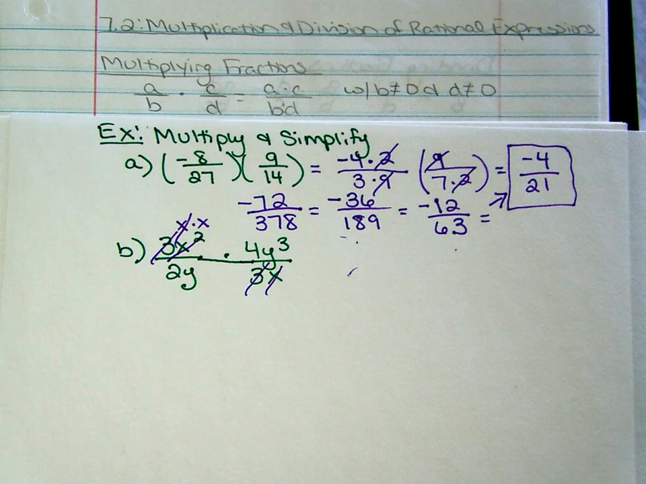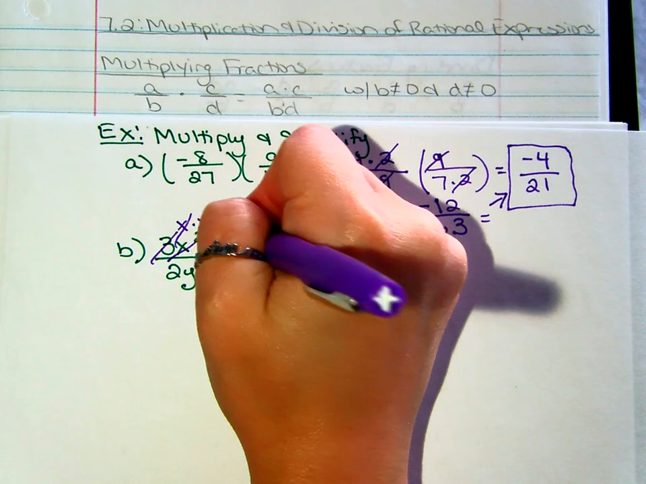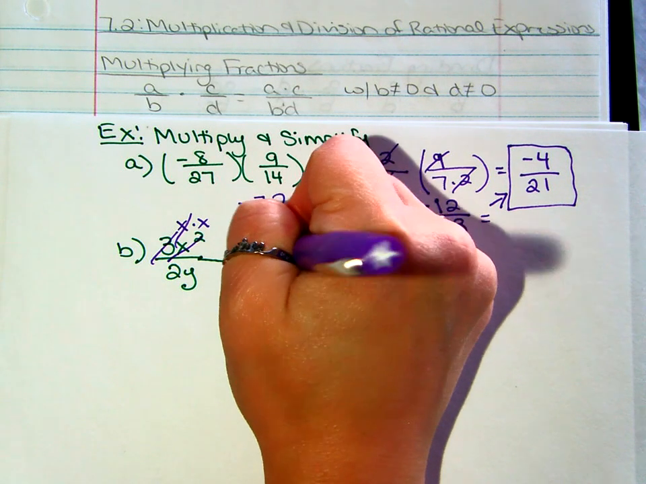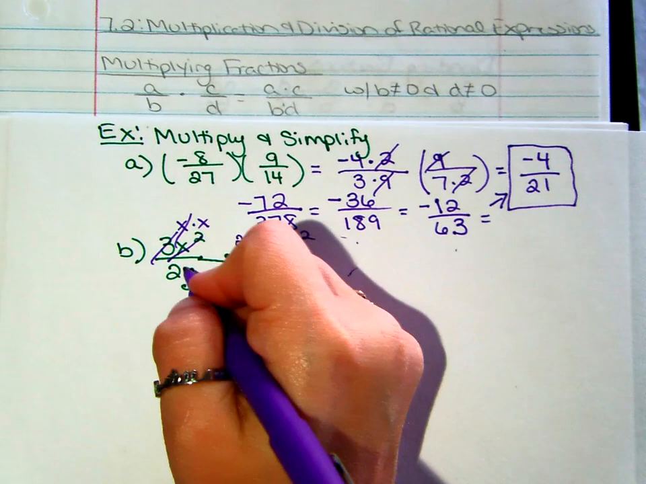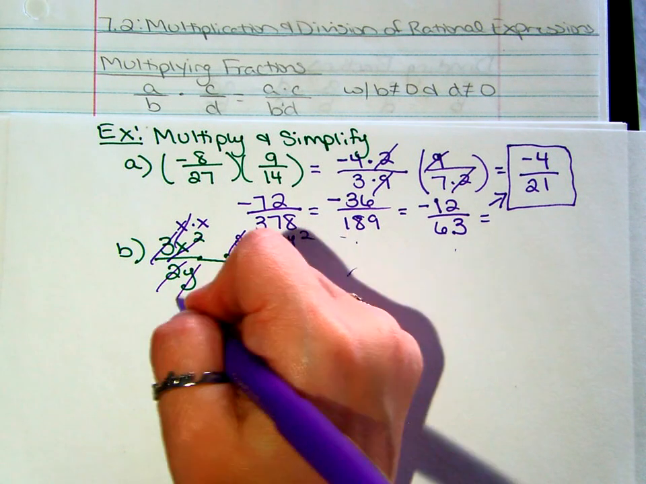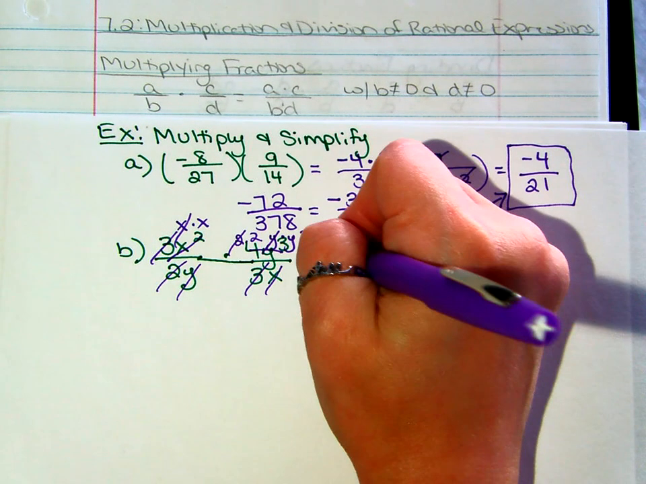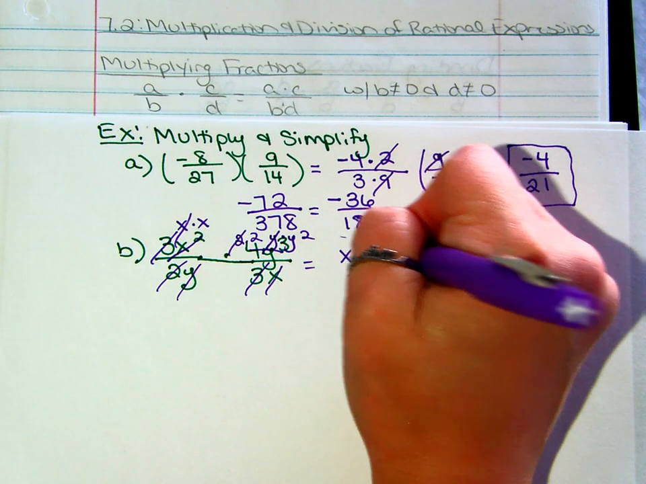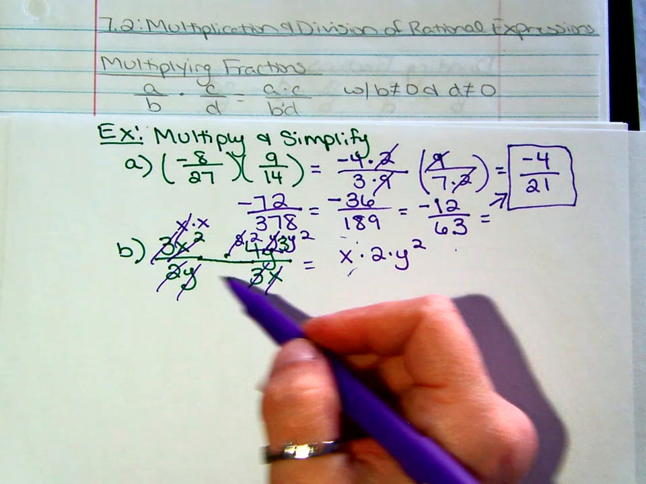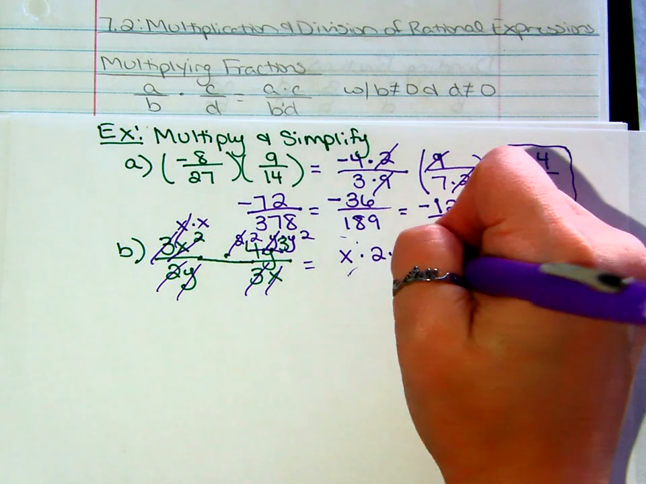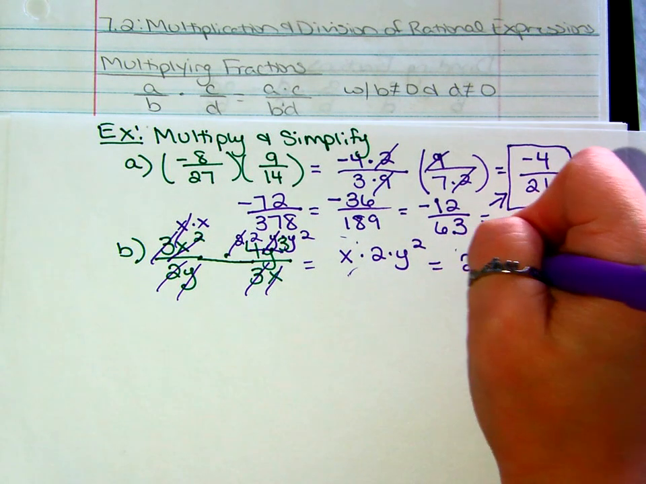Is there anything else that the top has in common with the bottom? 2y. A 2y. 4 is 2 times 2. And y to the third is y times y squared. So I can cancel out a 2. I can cancel out a y. So that would leave me with an x times a 2 times a y squared, and there's nothing on the bottom anymore. So that means my final answer would be 2xy squared.